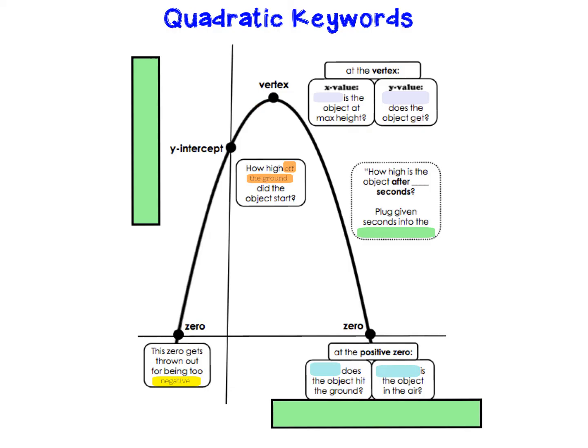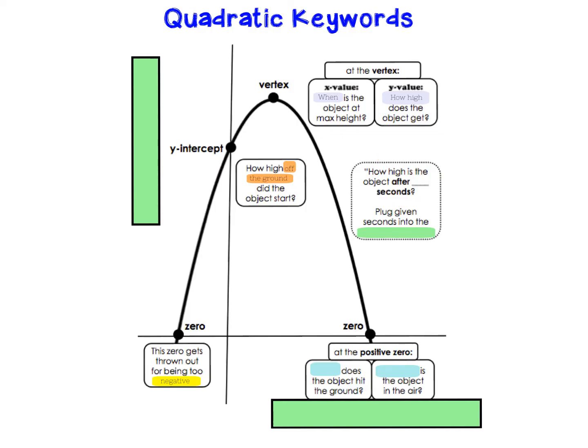Alright, so then we're going to move over to the vertex. The vertex has two parts to it. It has the x value and the y value. The question at the x value is, when is the object at its maximum height? Because the x is the time, so that's measured by when. And then the question at the y value is, how high does the object get? So that given point is when it's at its max height, so the time, and where its max height is, or how high it is. Alright, so then let's move on around.